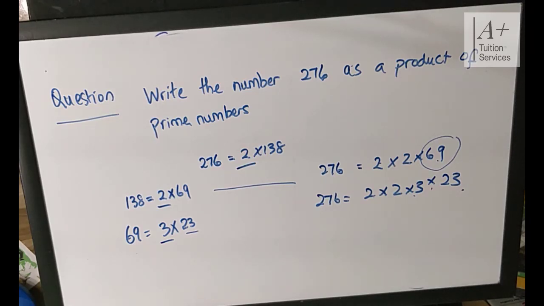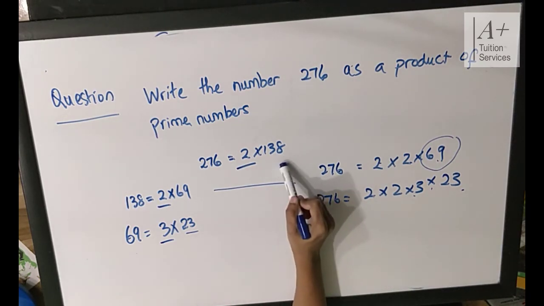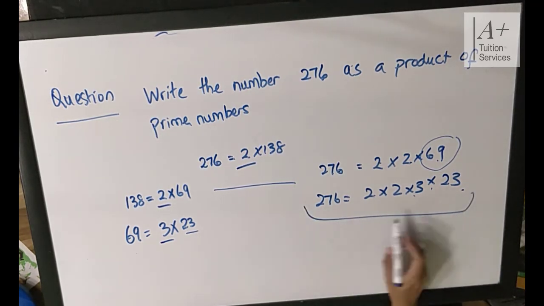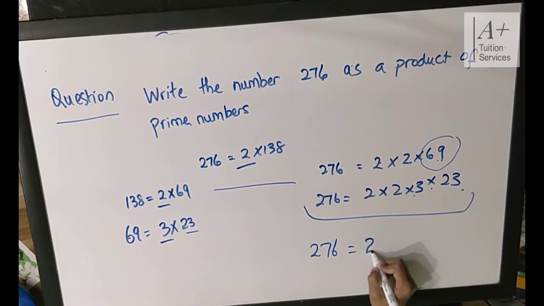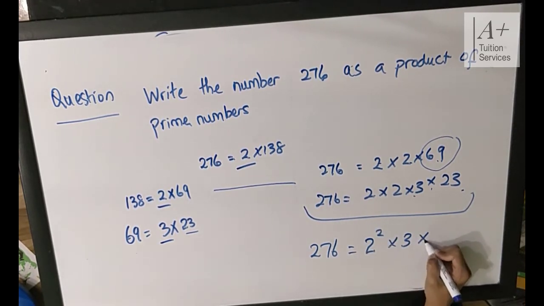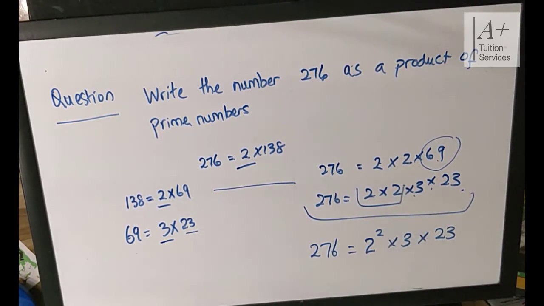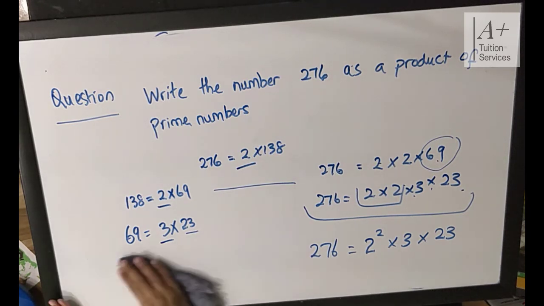Okay, so write the number 276 as a product of prime numbers, and all these are prime numbers. Okay, so we can now say 276 is equal to 2 to the power of 2 multiplied by 3 multiplied by 23. We have 2 multiplied by 2 here, which means 2 to the power of 2, and this is how we now write it. Okay? So another important concept that we need to look at is HCF, which is the highest common factor. So we'll move on to that.